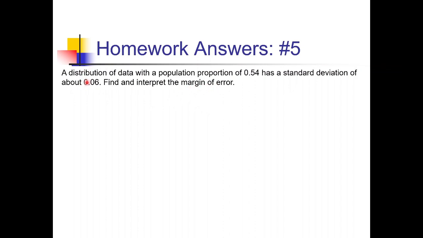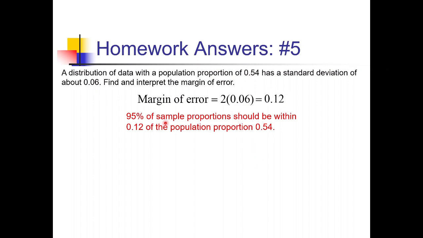So 2 times 0.06, that'll give us 0.12. So that's our margin of error. Now what this means is that 95% of our values should be within 0.12 of this 0.54. So 95% of the sample proportions will be within 0.12 of this, which means they will be, if you wanted a range here, this would be like 0.42 to 0.66.